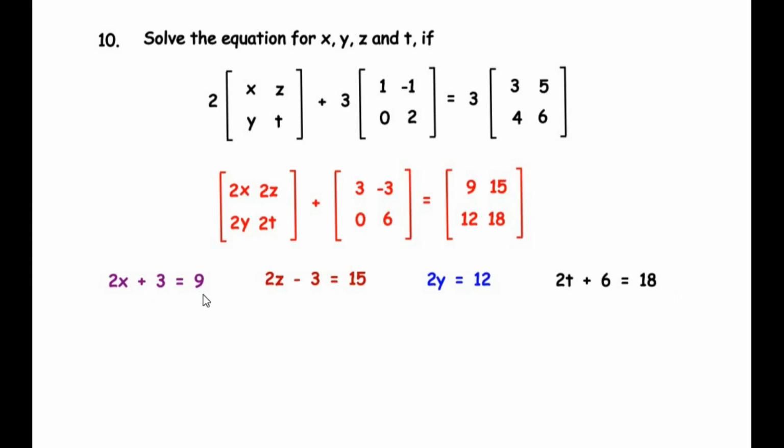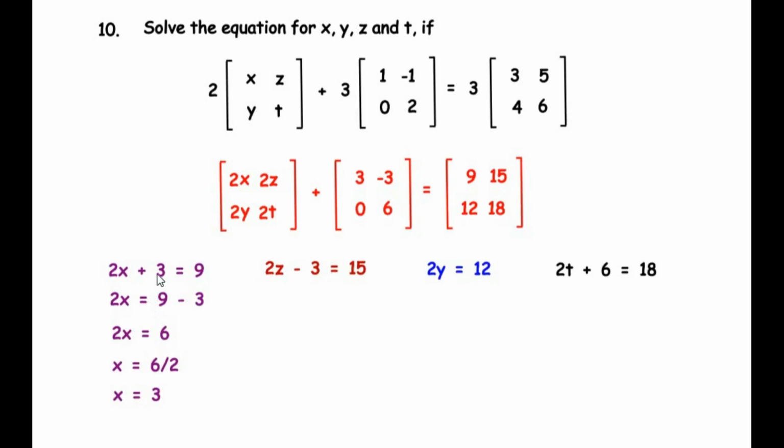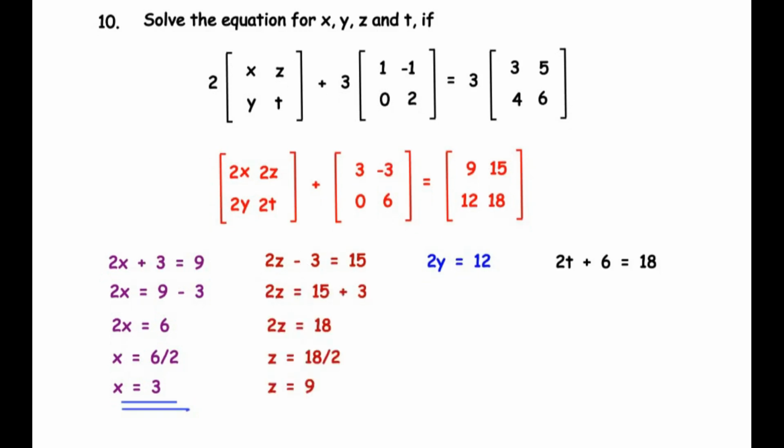So let us solve the first equation. So 2X is equal to, taking plus 3 on the other side of the equal to sign, we get 9 minus 3. So 2X is equal to 6. Now 2 goes on the other side and divides the 6, giving us X equal to 3. Now let us move on to the next equation. 2Z is equal to, taking minus 3 on the other side of the equal to sign, we get 15 plus 3. So 2Z is equal to 18. So 2 goes on the other side and divides 18, giving us the value of Z as 9. That is 18 divided by 2 is 9.